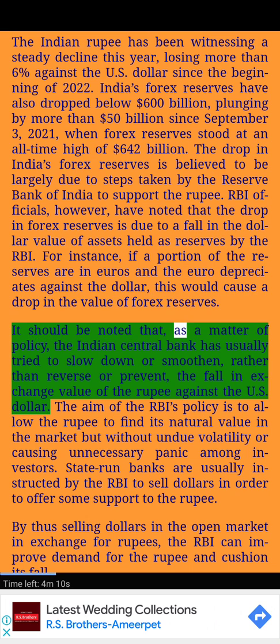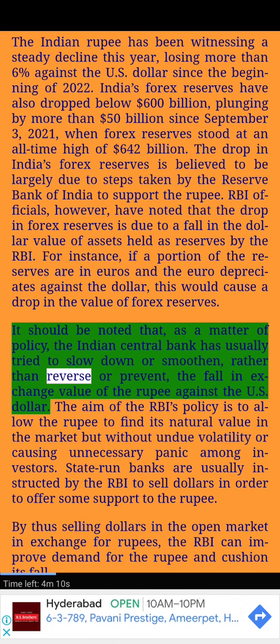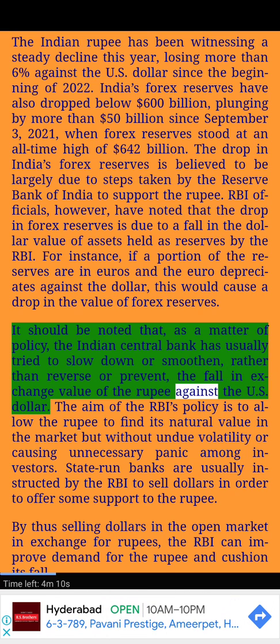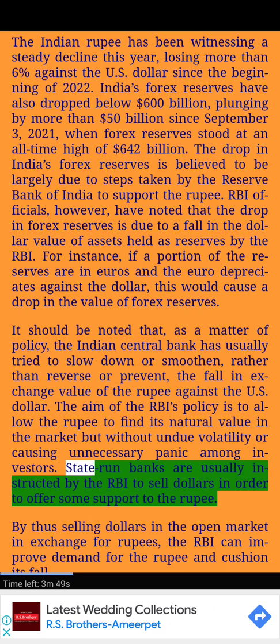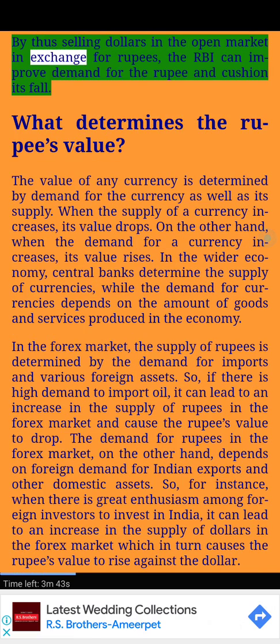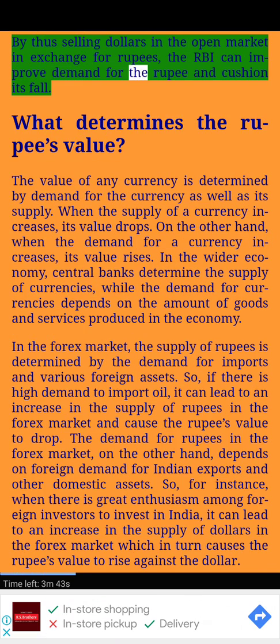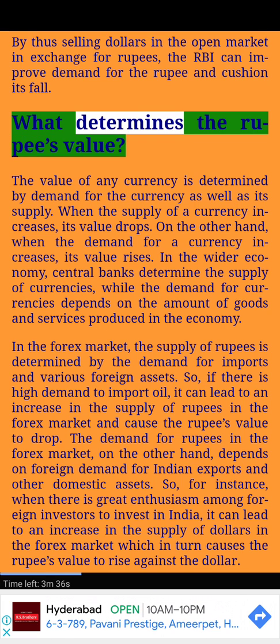It should be noted that, as a matter of policy, the Indian Central Bank has usually tried to slow down or smoothen, rather than reverse or prevent, the fall in exchange value of the rupee against the US dollar. The aim of the RBI's policy is to allow the rupee to find its natural value in the market but without undue volatility or causing unnecessary panic among investors. State-run banks are usually instructed by the RBI to sell dollars in order to offer some support to the rupee. By thus selling dollars in the open market in exchange for rupees, the RBI can improve demand for the rupee and cushion its fall.